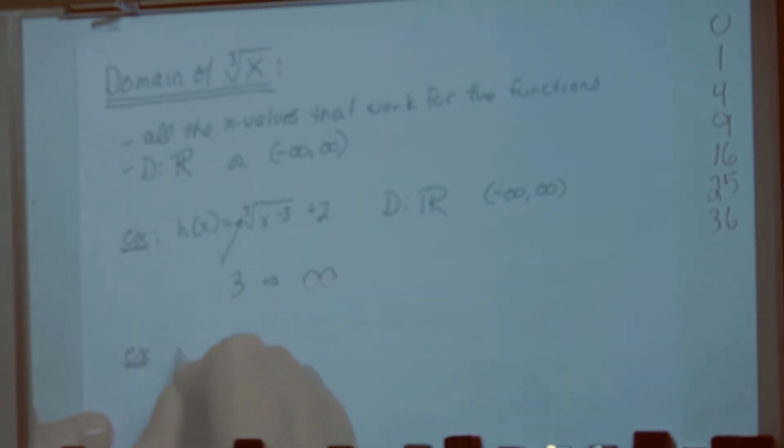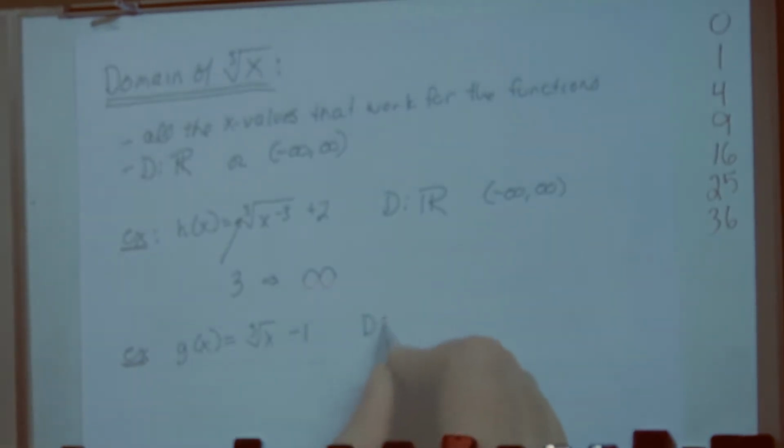All right, what if I give you g of x is equal to the cube root of x minus 1? What is my domain on this guy? All real numbers. Do you need more examples? All right, we'll do one more. f of x is equal to negative 2 times the cube root of 4 minus x plus 5.